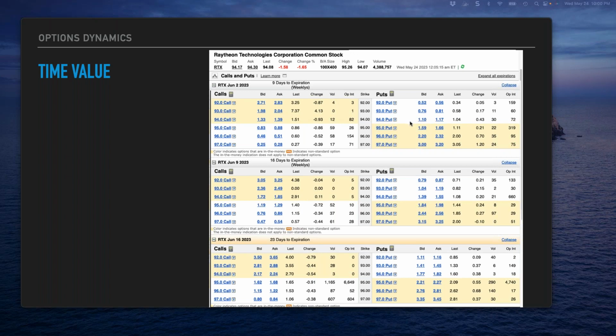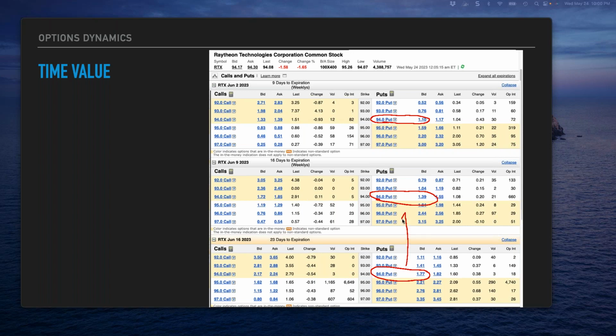Let's use the $94 strike price on the put side for our example. For the option that has a little over a week left, we can see there's $1.10 of essentially time value remaining. Since this is out of the money, this is everything that is left for the next 9 days. If we go out an extra week, we can see that this same put option with a bid price of $1.39 has a little bit more time value. If we go out 23 days, then we see that it changes to $1.77.